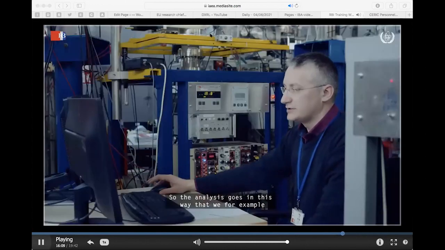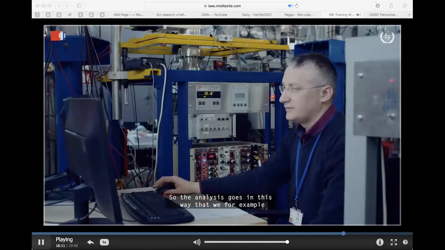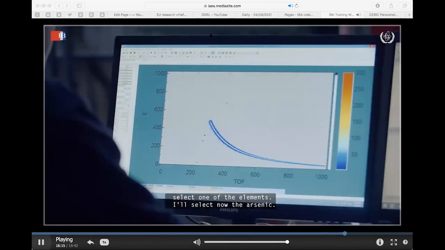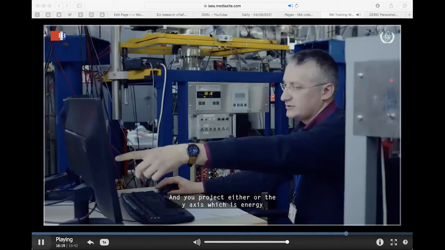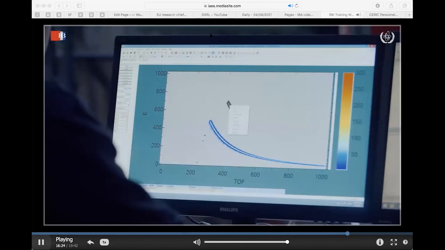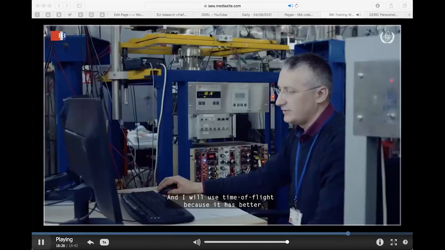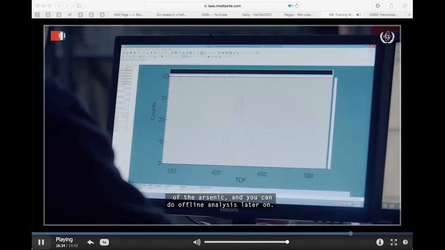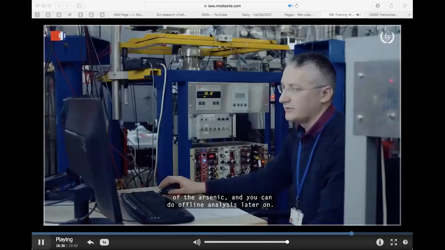So the analysis goes in this way: for example, we select one of the elements. I will select the arsenic now, and you project either on the y-axis, which is the energy detector, or the x-axis, which is the time-of-flight detector. I will use time of flight because it has better energy resolution. When you project, you get this nice implanted peak of the arsenic, and you can do offline analysis later on.